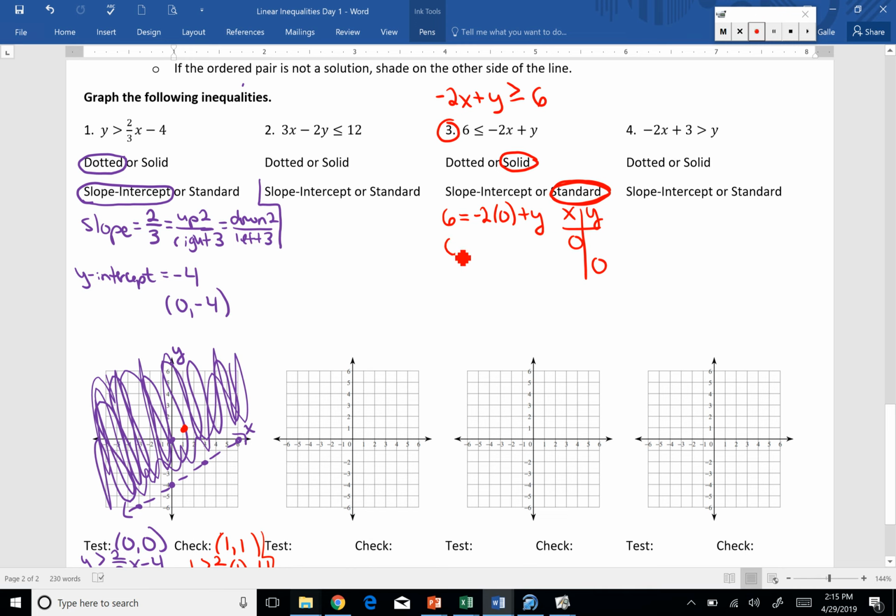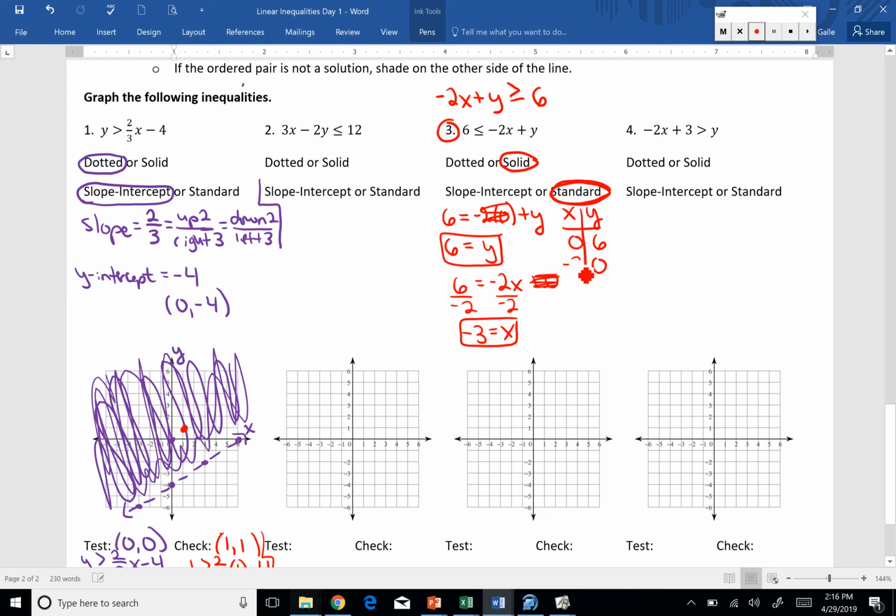Negative 2 times 0, it's just a 0. See you later. My y equals 6. Now I do the same thing, except my y is a 0. My y is a 0, so that's out of there. Divide by negative 2. Negative 3 is my x.